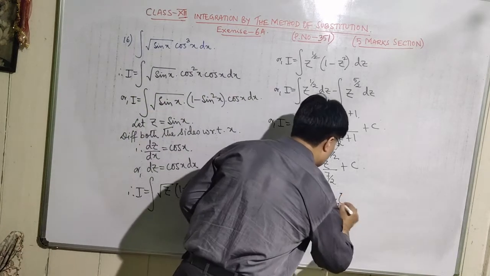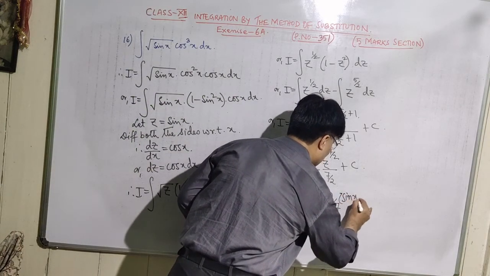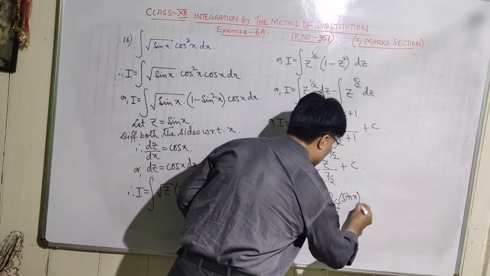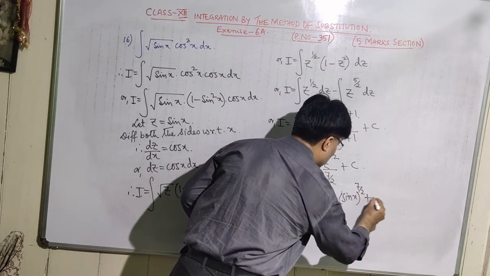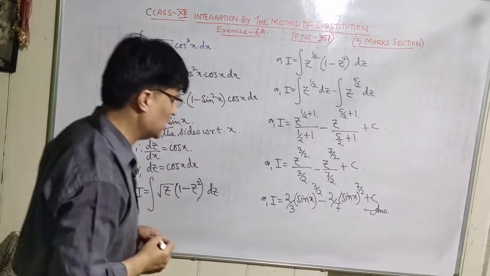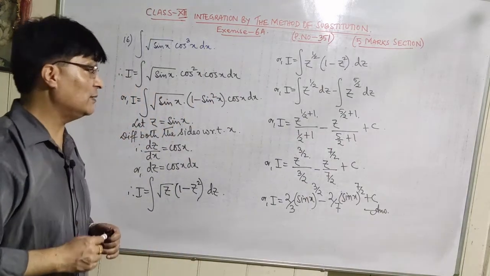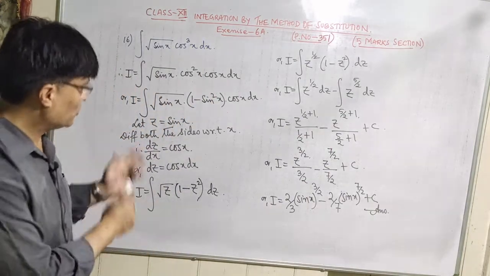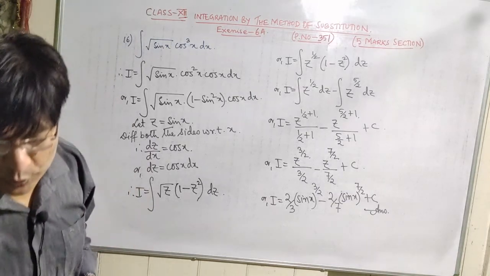Put the value for z. It is sin x. It is sin x whole to the power 7 by 2. Then what do we write? Plus c. So this is the final answer. So you can copy it. Now we'll do the next question.